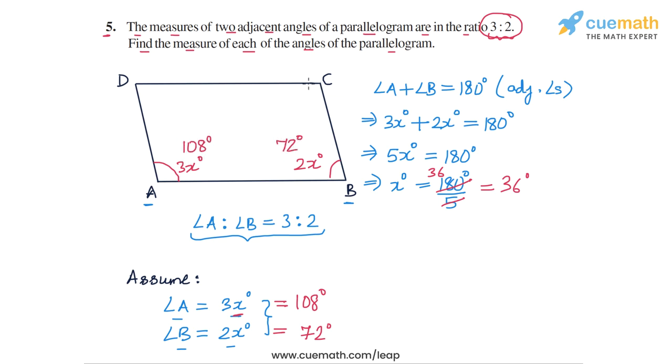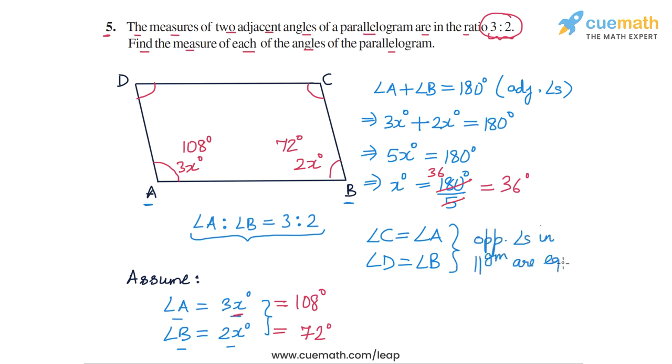And now it's easy to calculate angle C and angle D. We make use of the fact that angle C is equal to angle A because they are opposite angles, and angle D similarly is equal to angle B because opposite angles in any parallelogram are equal. So that's the fact that we are using. So this means that angle C is equal to angle A, which is 108 degrees, and similarly angle D is equal to angle B, and angle B is equal to 72 degrees.